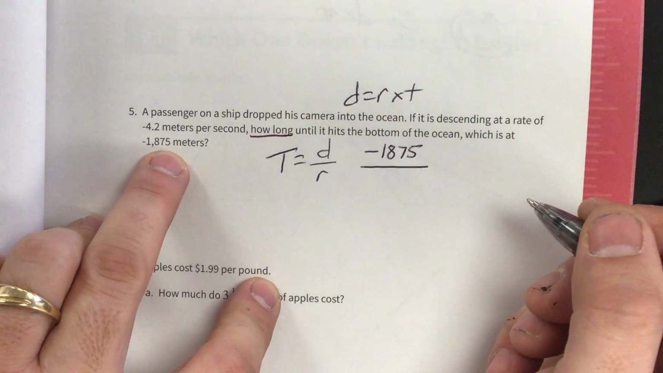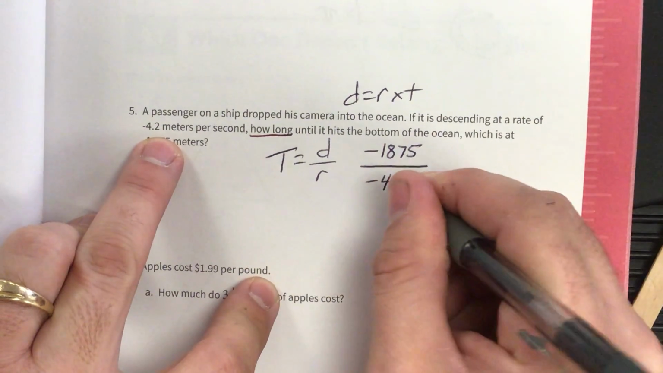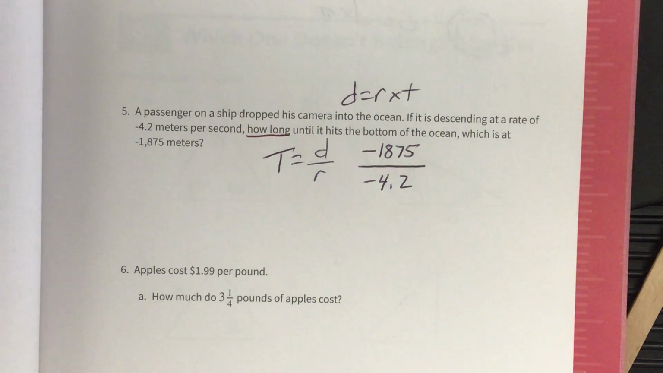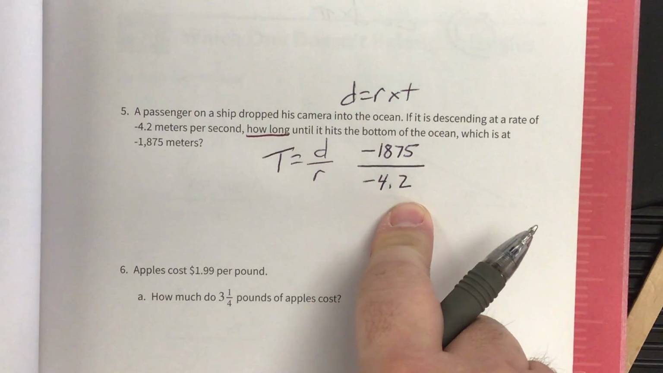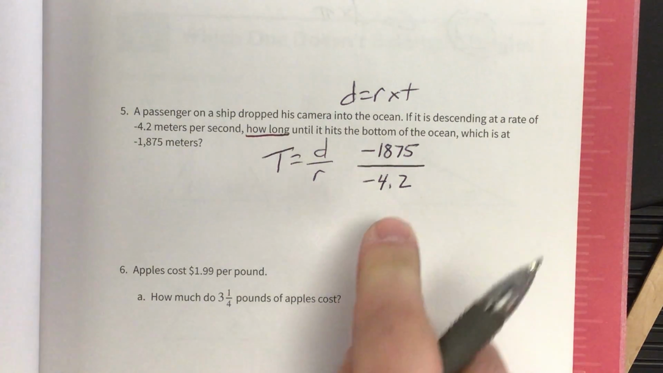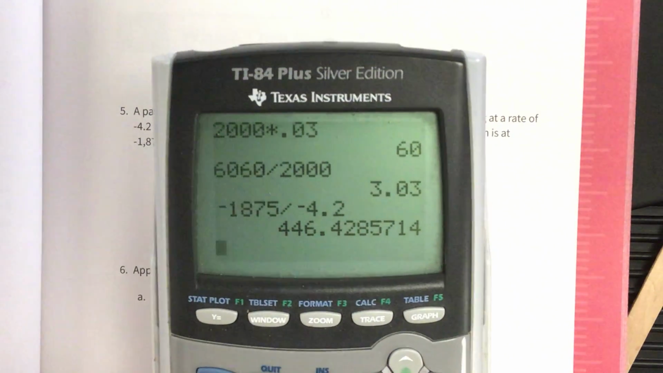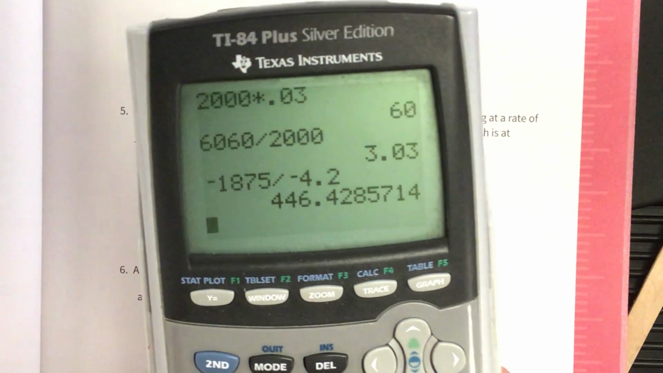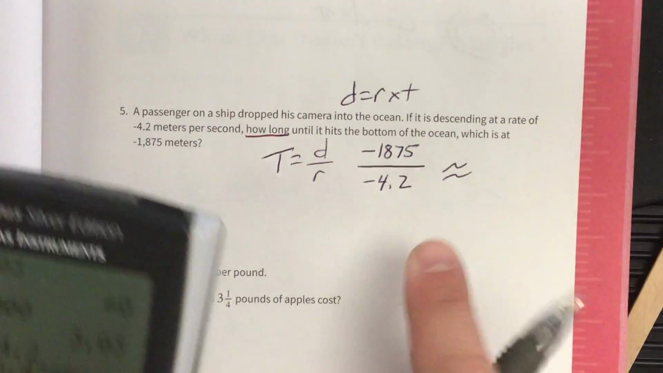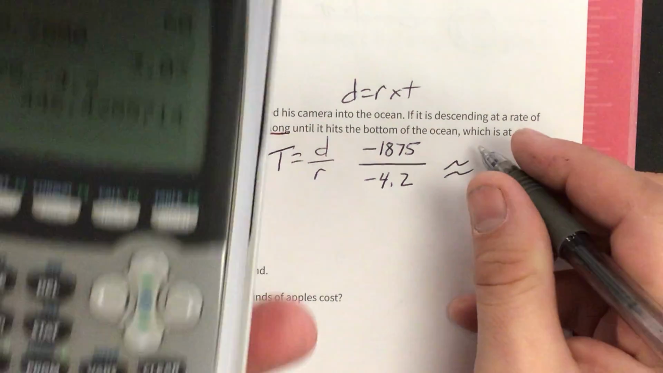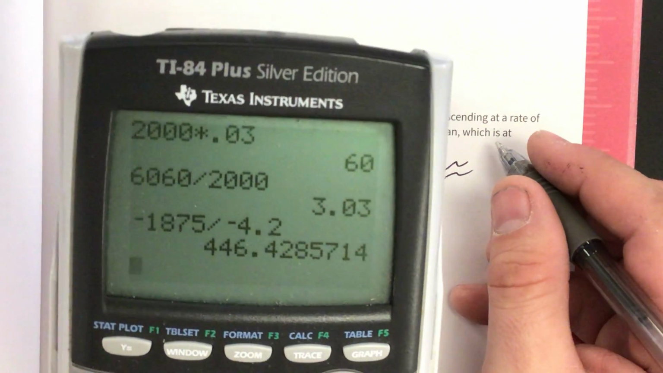What's my rate? Negative 4.2. Now, we can use calculators, but I still want to see what you typed in. That is the trade-off of using a calculator. Then I'm okay if you type it in there. Dividing 2 negatives means my answer should be positive, which makes sense. I'm not going to have a negative time. So here's what I get: about 446.4 seconds. All right.